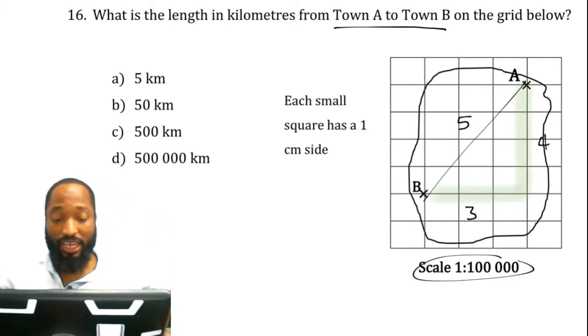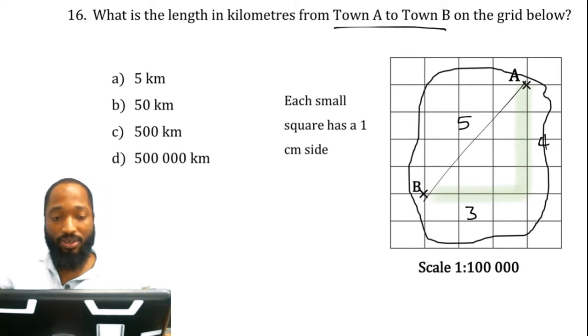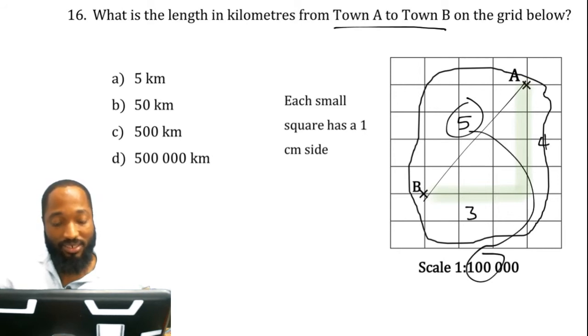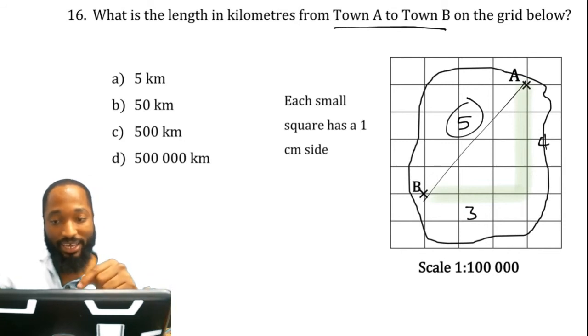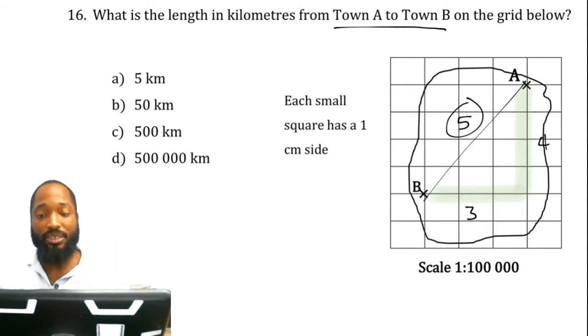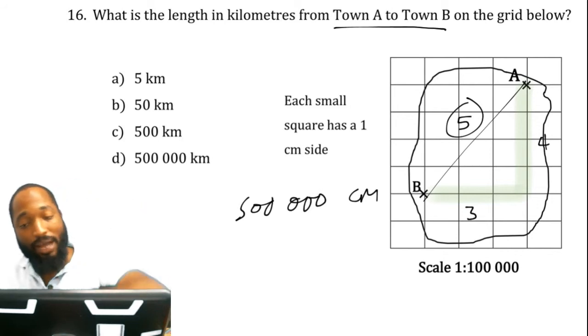We need to watch the scale. Let's double up. Let's check it out. So every 5 here really means each one is 100,000. So 5 here is actually 500,000 centimeters. But they don't have it in centimeters. 500,000 centimeters. We need to change it back to kilometers.